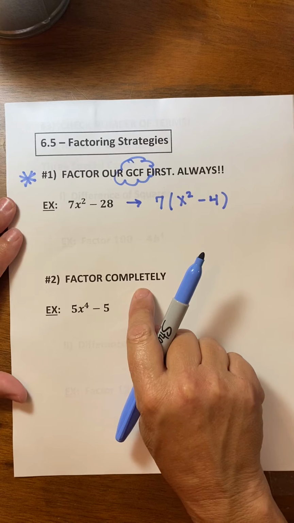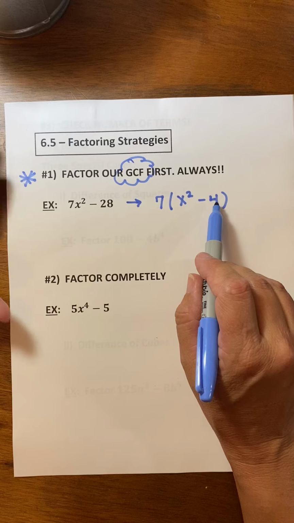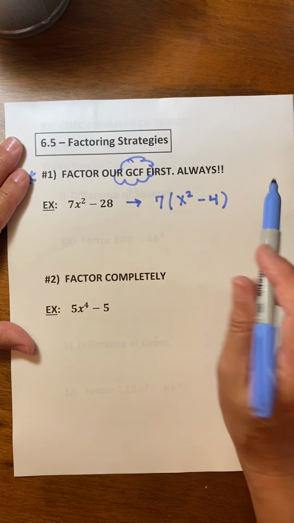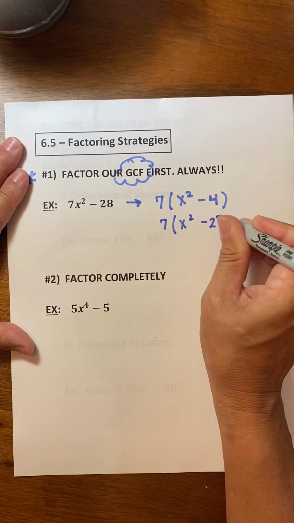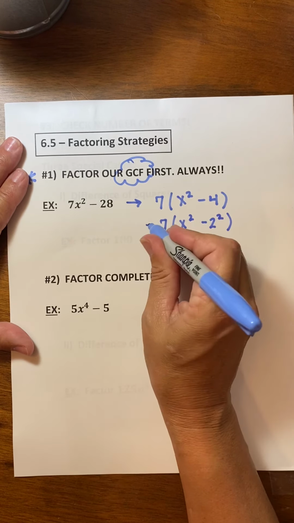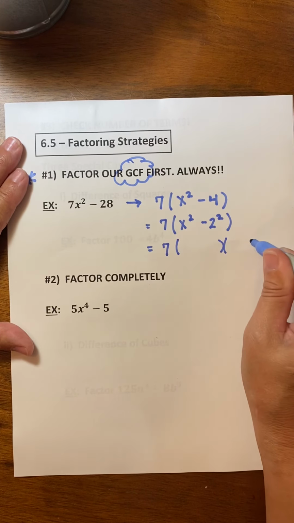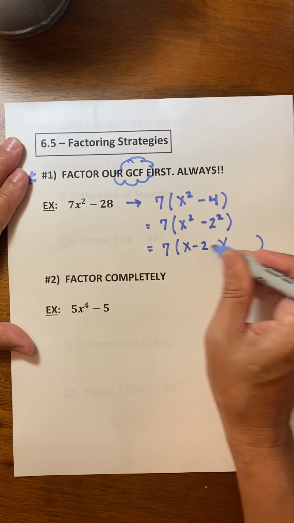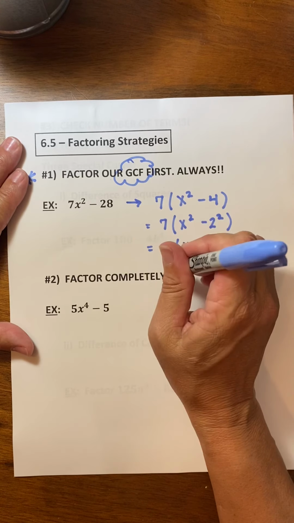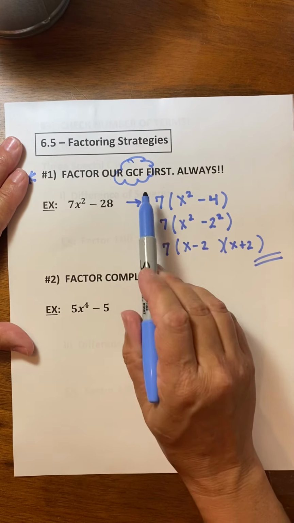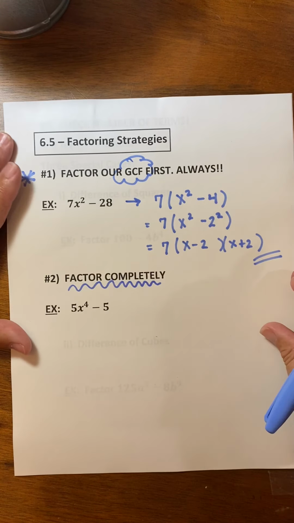But then this actually leads us to factor completely. If we look in parentheses, x squared minus 4 can be factored further. X squared is x squared, but 4 is 2 squared. So that's just the difference of squares. So we leave the 7 out front, and x squared minus 2 squared is just x minus 2 times x plus 2. So factor completely, which is what we just did here. Factor out the greatest common factor, and then don't forget to look at what's in the parentheses and make sure you can't factor any further.